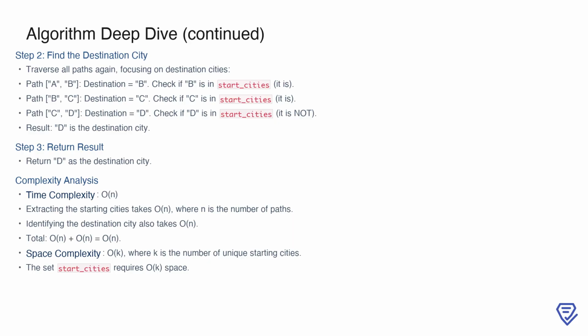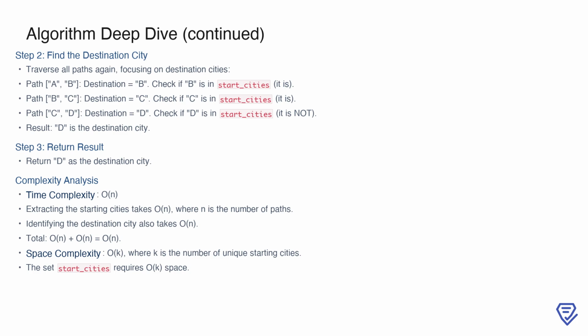Since B is in start_cities, it cannot be the destination city. For B, C, the destination is C, and again, since C is in start_cities, it is not the destination city. For C, D, the destination is D. Since D is not in start_cities, it is the destination city. Therefore, we return D as the result.